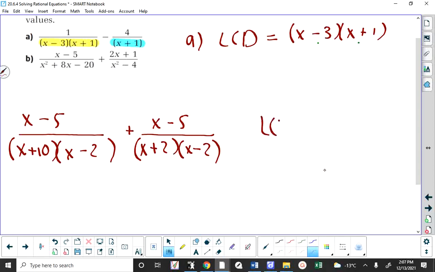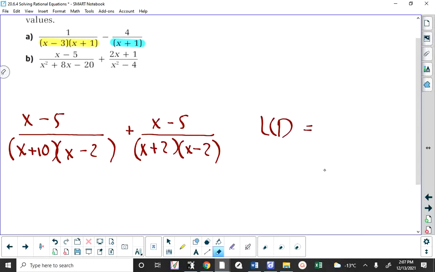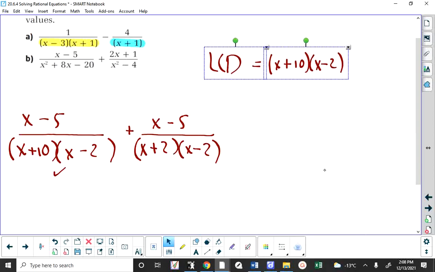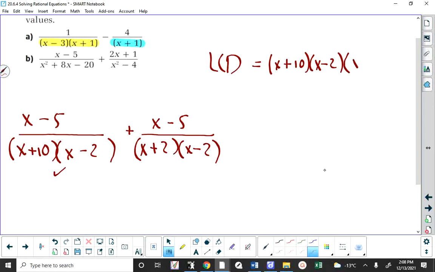So what would our lowest common denominator be in 3b? Well, it's got to contain an x plus 10. It's got to contain an x minus 2 because those two are in the first denominator. So this one is done. We've got it in there. But it also has to contain an x plus 2, x minus 2, and we don't have an x plus 2 yet, but now we do. This is the common denominator.